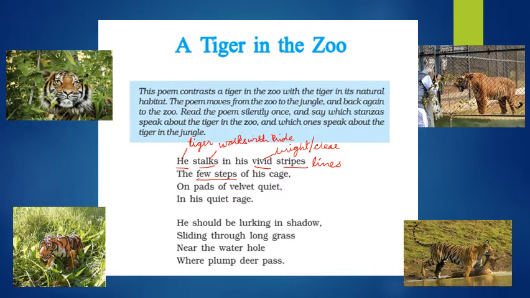On pads of velvet quiet. Pads means here the paws. The feet of the tiger is so soft that it walks very quietly and softly. The softness of the paws of the tiger is compared with the velvet, which is known for its softness. In his quiet rage. Rage means violent anger.